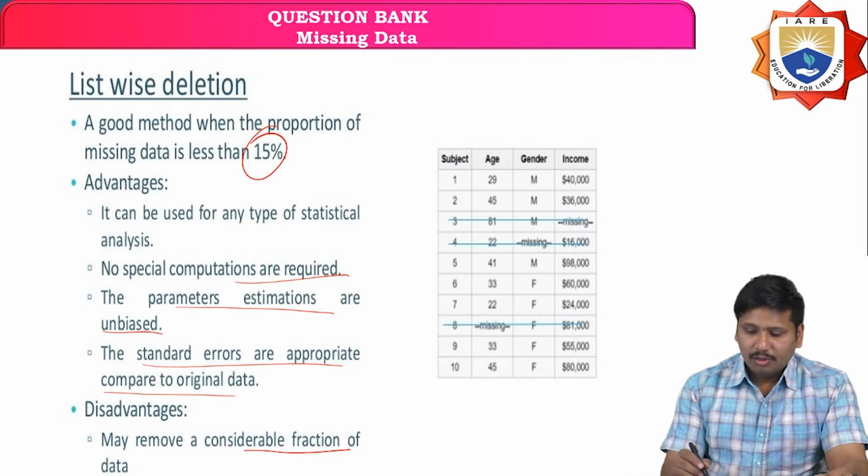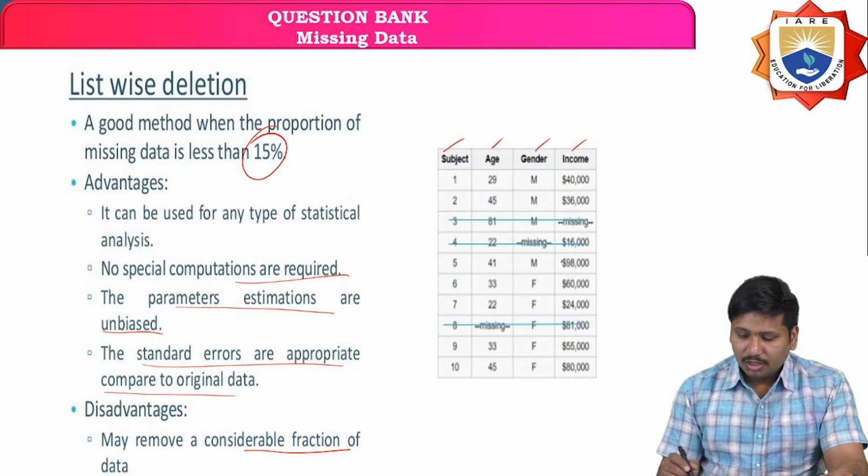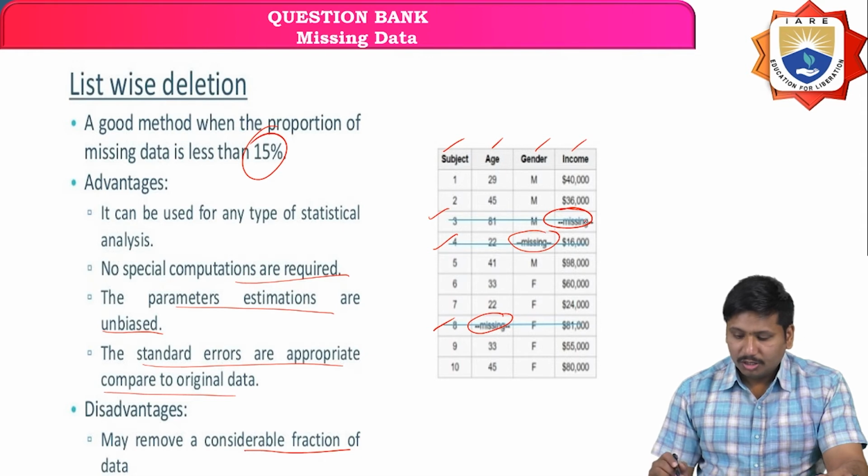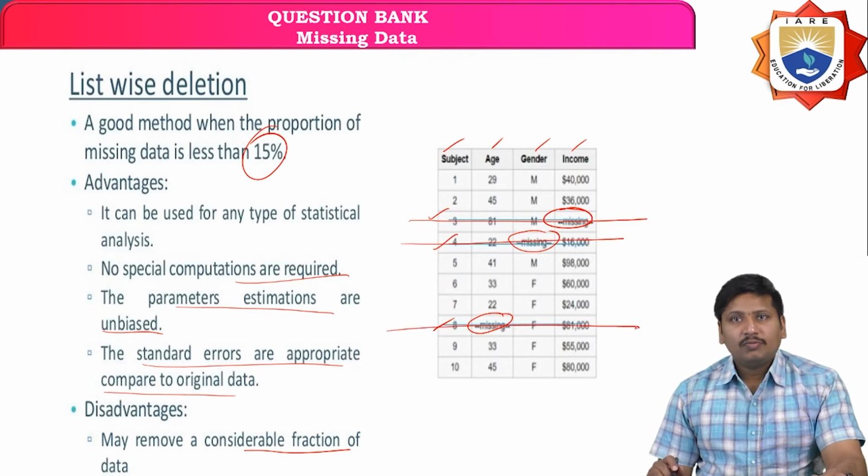Take an example on the right side. Here I have data with subject, age, gender, and income. Data is missing here: for subject 4 the gender is missing, for subject 8 age is missing, and for subject 3 income is missing. According to this method, I simply delete the rows where the data is missing. That is this method.